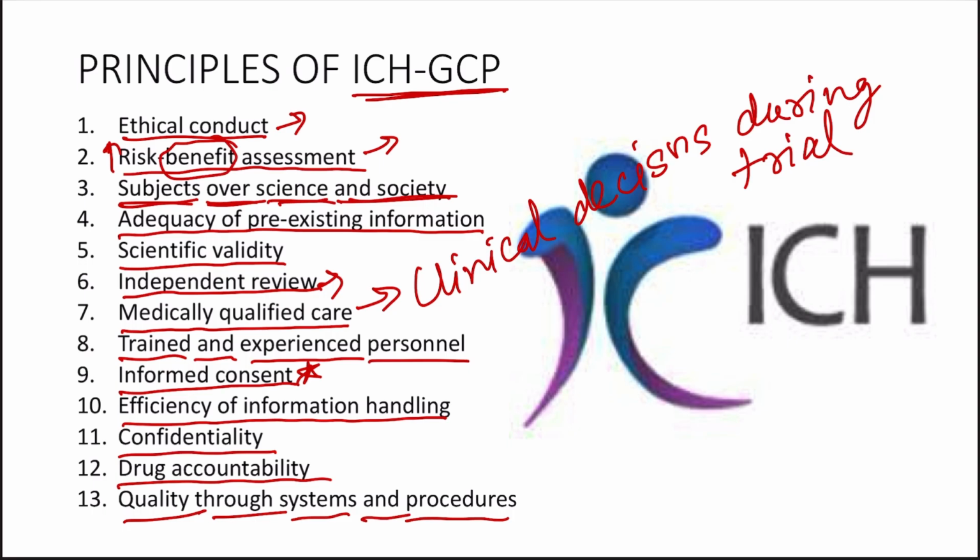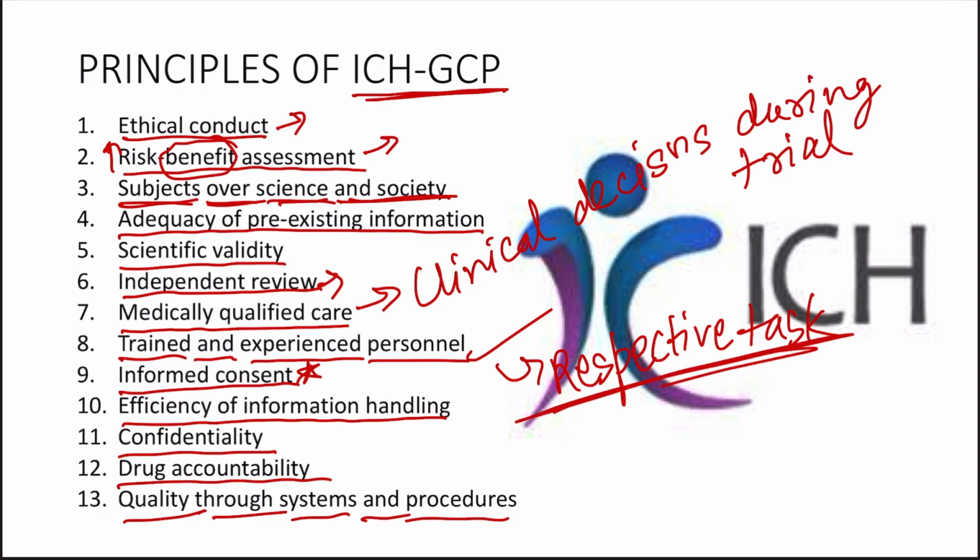Next is the trained and experienced personnel. So it means basically each individual who is involved in the trial should be qualified and educated enough and also should be trained and should have the proper experience to perform the respective tasks which he or she is being allotted in the trial. So different individuals will be having different roles in the trial and they should be expert in that particular task.